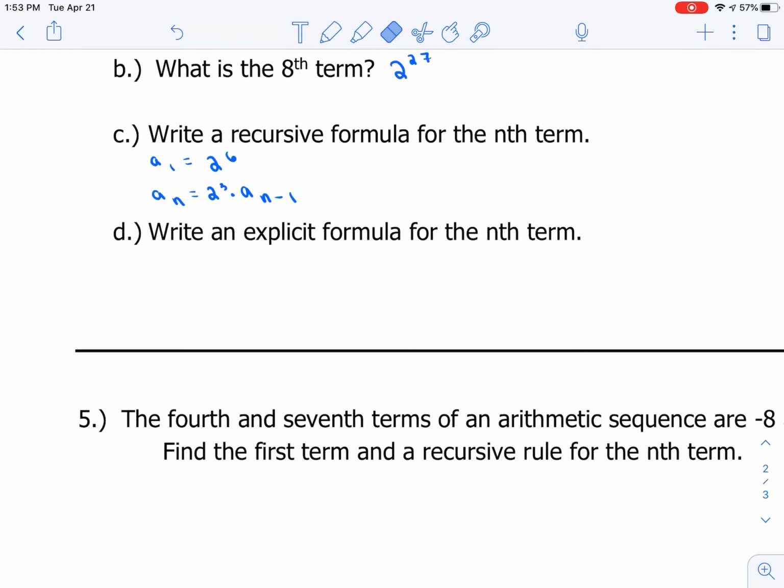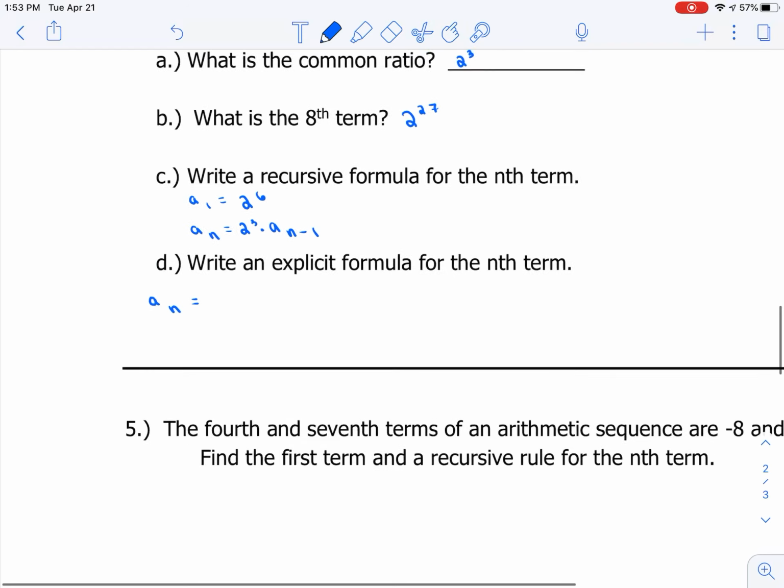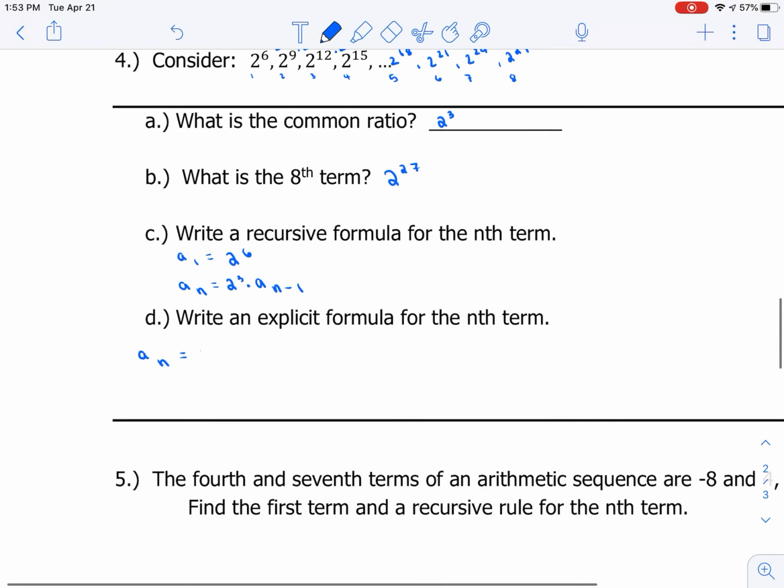Honestly, I want to stop this video, but since I've already invested so much time, because this is geometric, we're going to do a sub n equals the first term, which we said was 2 to the 6th. And then in the parentheses, we're going to put our common ratio, 2 to the third. And then remember, we're going to have that n minus 1. Remember that when we sub in a 1, we should get that first term of 2 to the 6th.